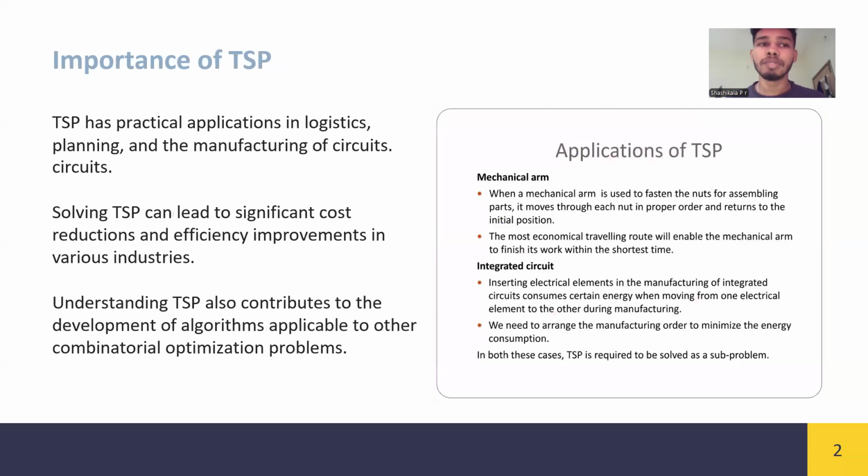So let's move on to the importance of TSP. What is the importance of the traveling salesman problem? The traveling salesman problem has practical applications in logistics, planning, and the manufacturing of circuits. Solving TSP can lead to significant cost reductions and efficiency improvements in various industries. Understanding TSP also contributes to the development of algorithms applicable to other combinatorial optimization problems. So this is all about the importance of TSP. The applications of TSP include mechanical arms and integrated circuits.